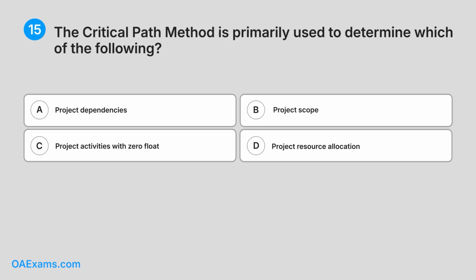15. The critical path method is primarily used to determine which of the following: A. Project dependencies. B. Project scope. C. Project activities with zero float. D. Project resource allocation. Do you know the answer?